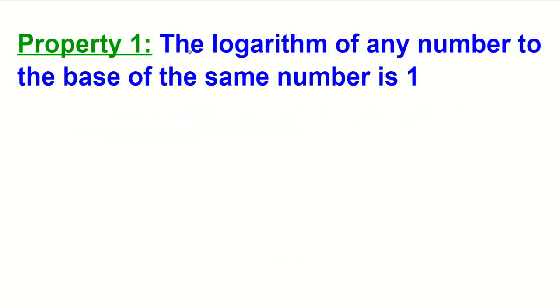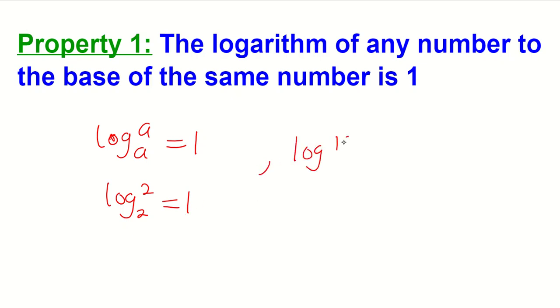Now the first one is what we see as such. In property 1, it says that the logarithm of any number to the base of the same number is 1. We can think of logarithm of e to the base e, then we are going to get 1. If you have logarithm of 2 to the base 2, we are going to get 1. Or better, if we have logarithm of 10 to the base 10, then we are going to get 1. Provided the argument and the base are the same number, then we are going to get 1. So that is property 1 of the properties of logarithm.